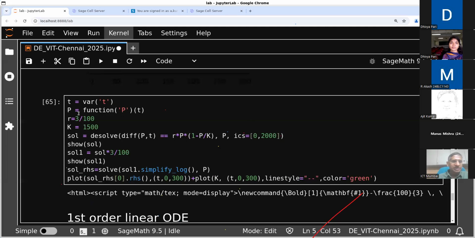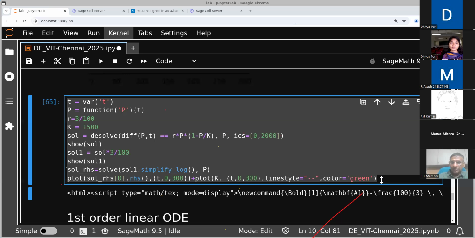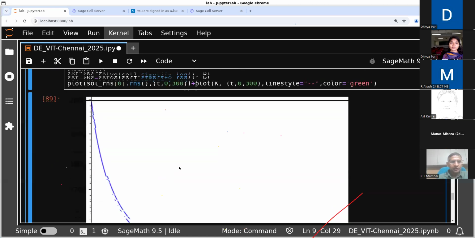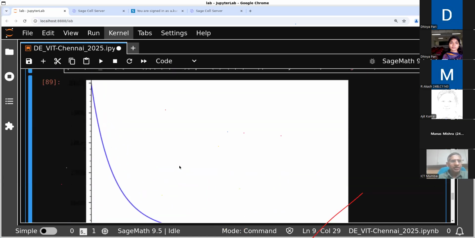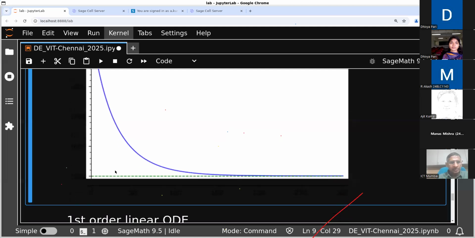If I put initial condition instead of 200, for example, 2000, then how will the solution look like? Now you can see here, now it is coming down and becoming close to 1500. This is again y equal to 1500 only. So that is how the graph will look.